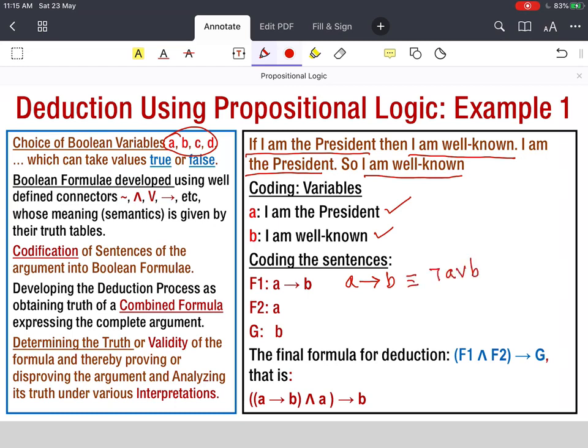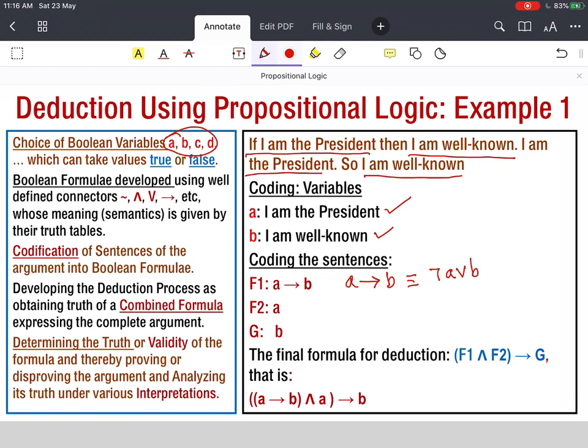A implies B is equivalent to not A or B. This is the truth table. It says if A is false, then A implies B is true. Otherwise, if A is true and B is true, then A implies B is true. A implies B is false only when A is true and B is false.